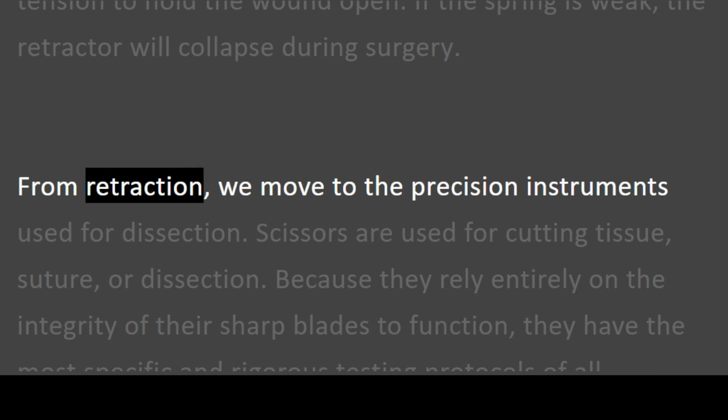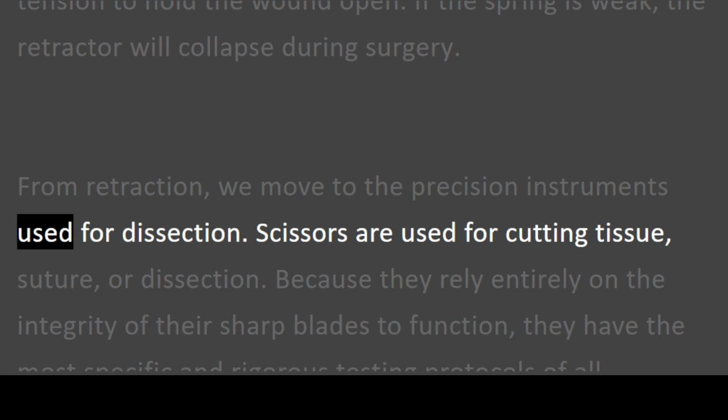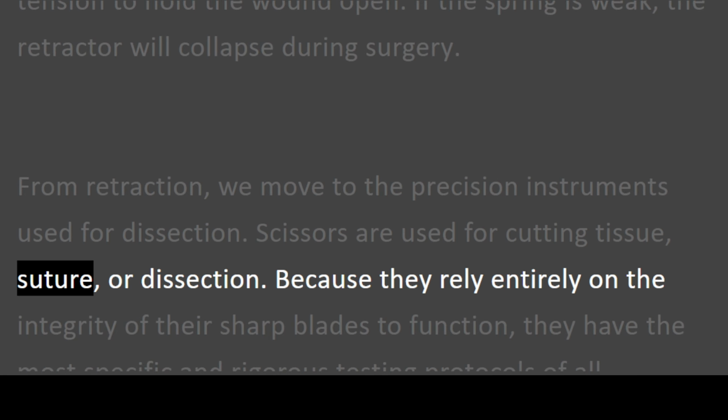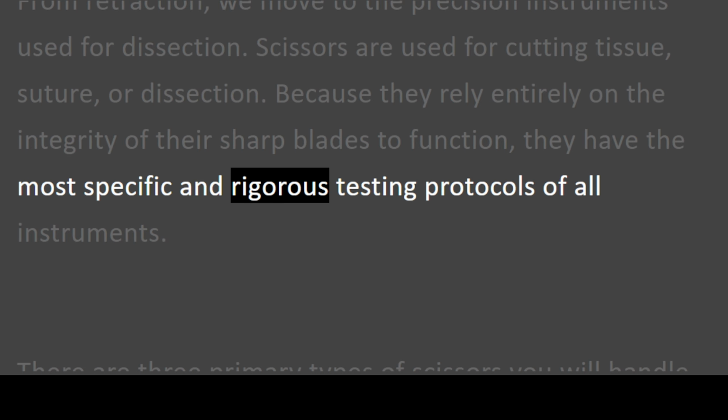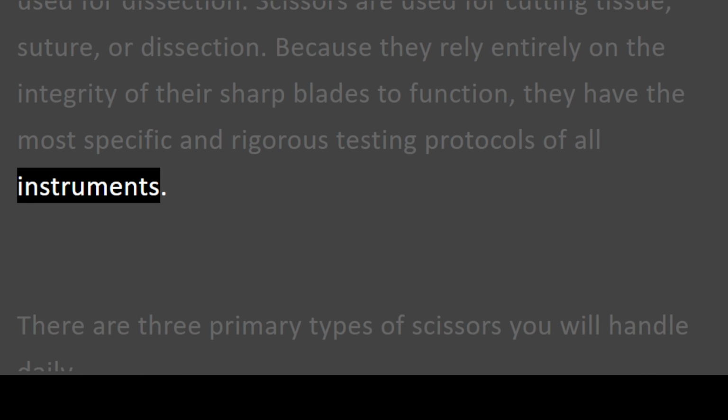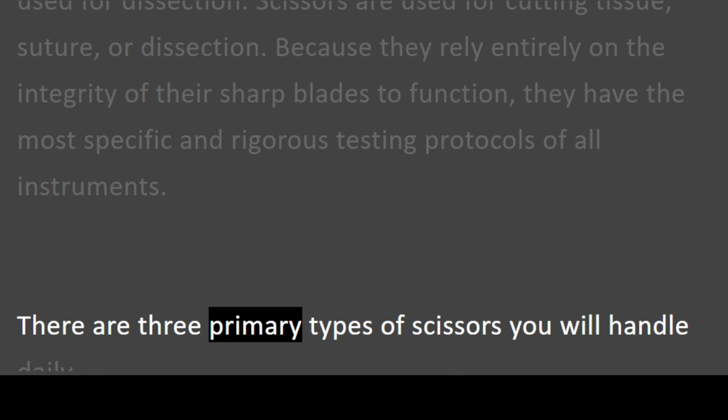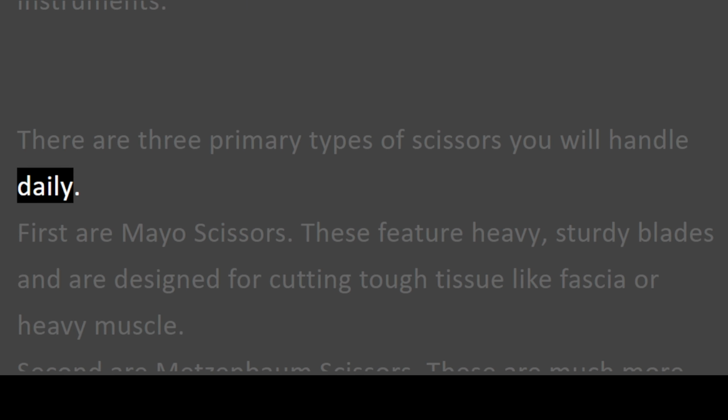From retraction, we move to the precision instruments used for dissection. Scissors are used for cutting tissue, suture, or dissection. Because they rely entirely on the integrity of their sharp blades to function, they have the most specific and rigorous testing protocols of all instruments. There are 3 primary types of scissors you will handle daily.